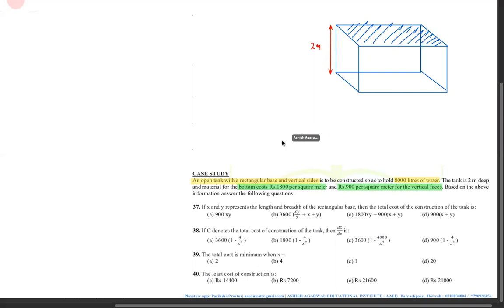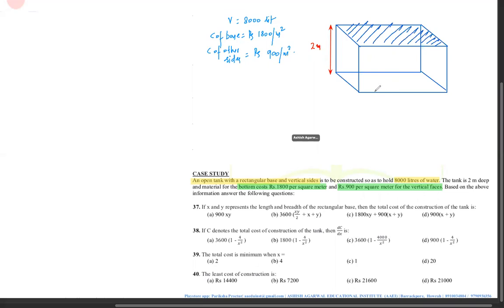Okay. So far the data, if we capture, they have given us only few data, like for example, volume is 8,000 liters, and cost of construction of base is rupees 1,800 per meter square. For construction of other sides, we can write it is rupees 900 per meter square. That is the only data given so far.